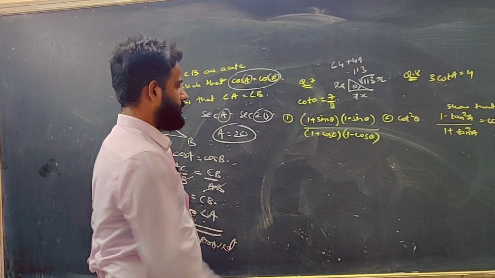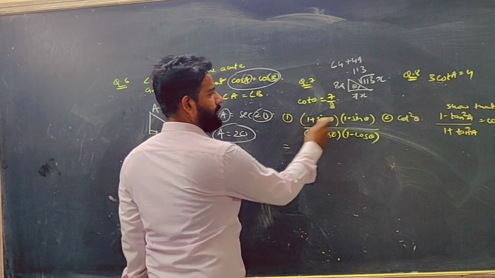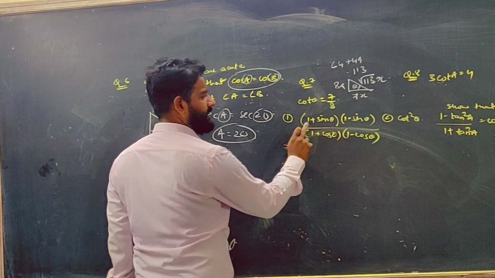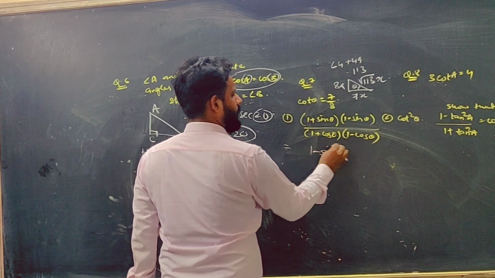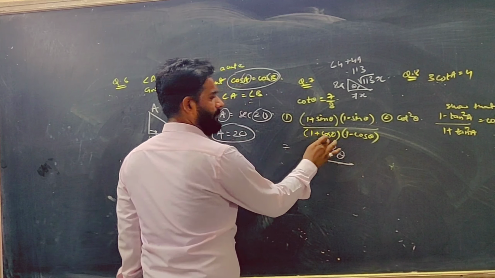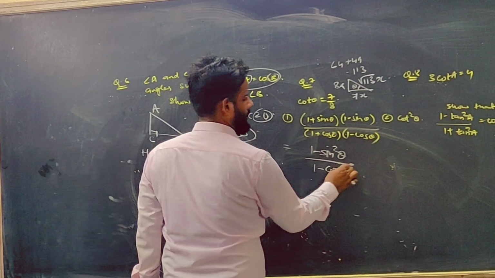Now you have to get the value of this. First of all, you multiply it, which will be much easier. A plus b times a minus b is a square minus b square. So the numerator is 1 minus sin square theta, and the denominator is 1 minus cos square theta.